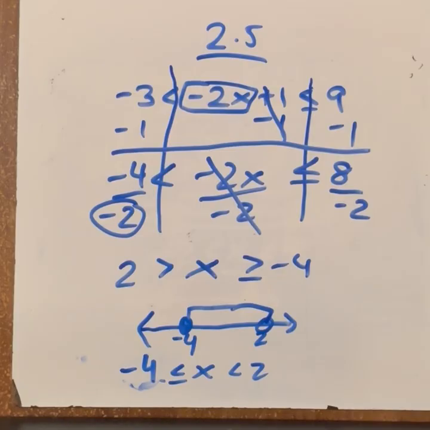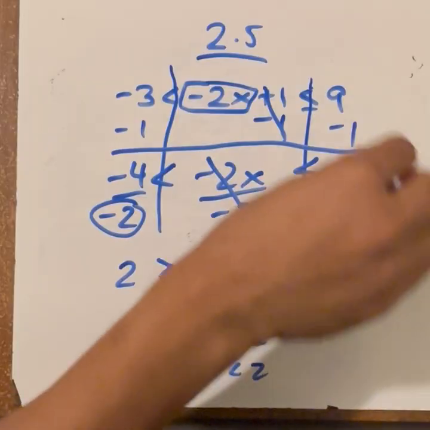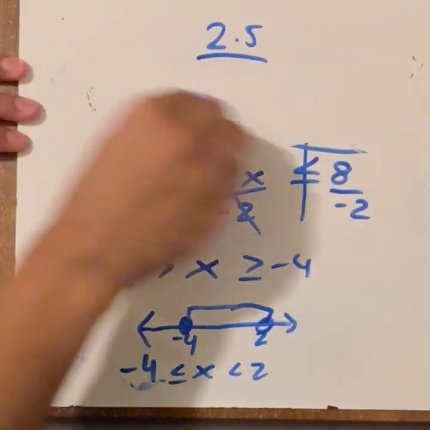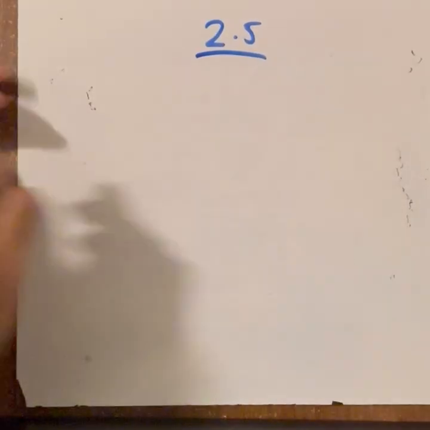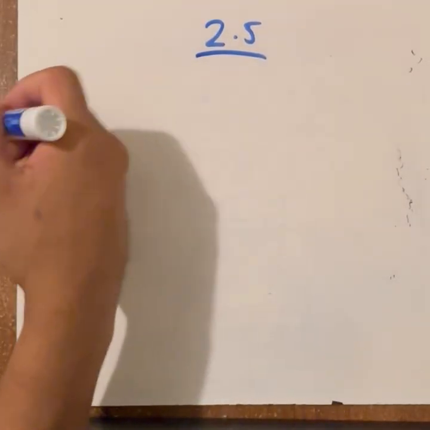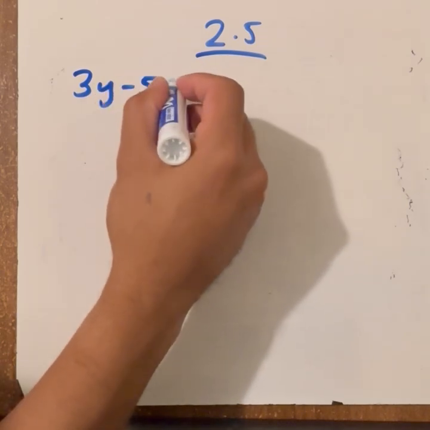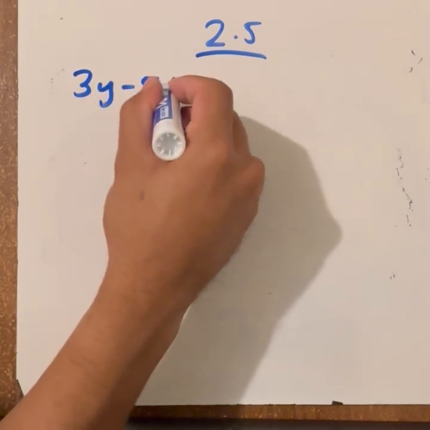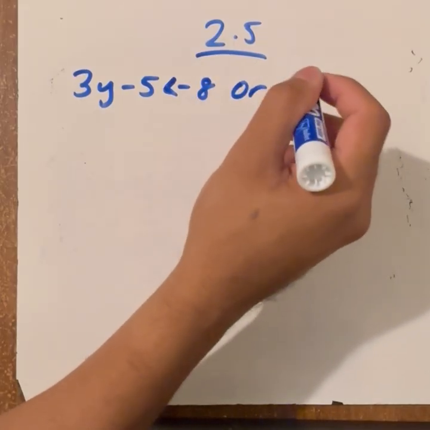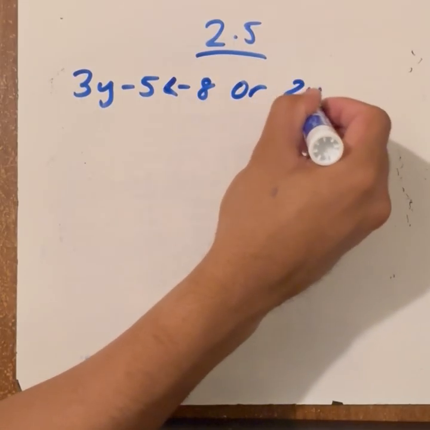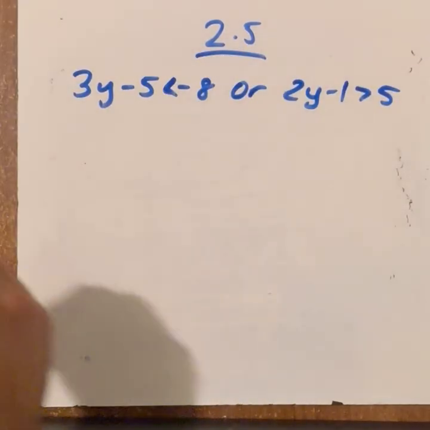Okay, in the next question, instead of using "and," which is what this kind of inequality would look like, let's use the word "or." Okay, so what would that look like? Okay, so let's say that the question says 3y minus 5 is less than negative 8. Okay, less than negative 8. Or, so "or" is the key word this time. 2y minus 1 is greater than 5. Okay, so we have to solve both of these.